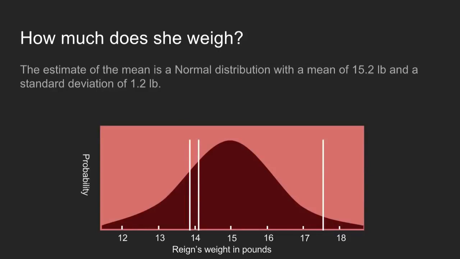The peak of that hill is at 15.2 pounds, and 1 standard deviation on that curve is our standard error of 1.2 pounds. So you can see that yes, it's most likely that she's 15.2 pounds, but there's a lot of that curve that sits outside of the range of 14 to 16. So yeah, she's probably between 14 and 16 pounds, most likely between 13 and 17 pounds, but she might even be lower than 12 and higher than 18. That is a really wide range, and it's not a great basis for making a decision.